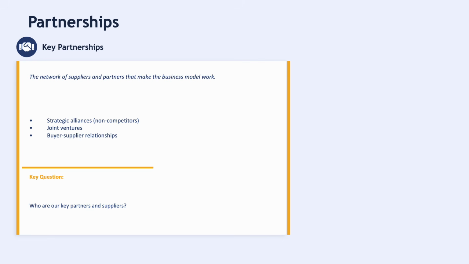Key partnerships exist because businesses do not operate alone. Key partnerships help companies access resources, lower costs, and improve operations. There are three types of partnerships: strategic alliances between non-competitors, joint ventures, and buyer-supplier relationships. The key question here is, who are our key partners and suppliers?